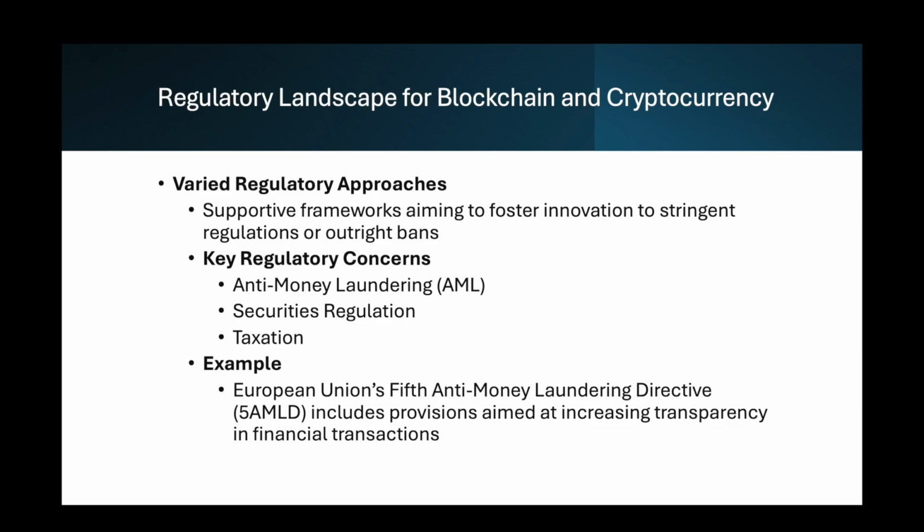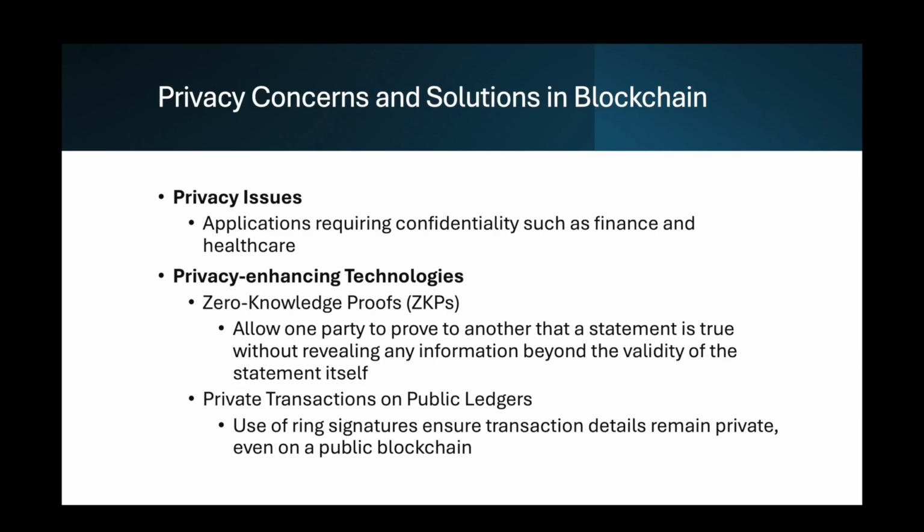Securities regulation: many ICOs have faced scrutiny under securities laws, with regulators determining whether tokens constitute securities and thus fall under relevant regulatory frameworks. Taxation: the IRS in the United States, for instance, treats cryptocurrencies as property for tax purposes, requiring reporting of gains and losses. Example: the European Union's fifth anti-money laundering directive includes provisions aimed at increasing transparency in financial transactions, including those involving cryptocurrencies.